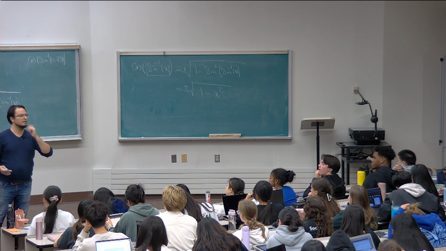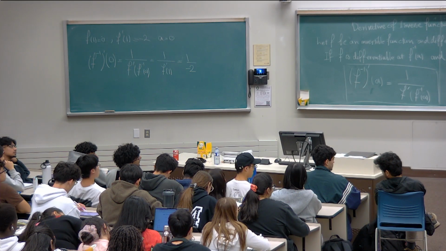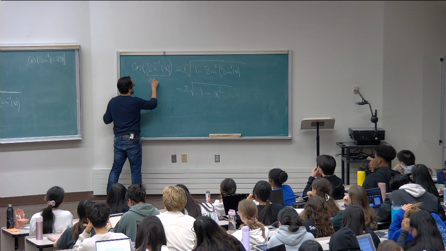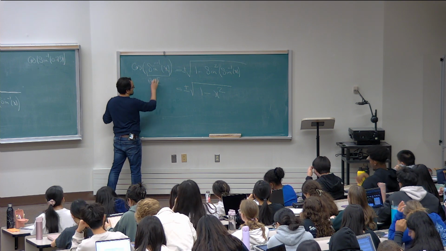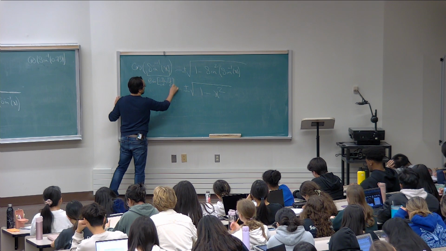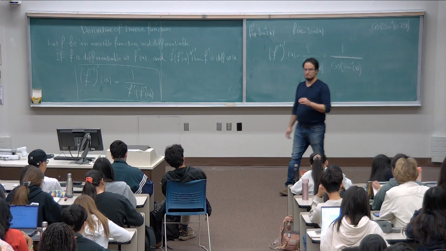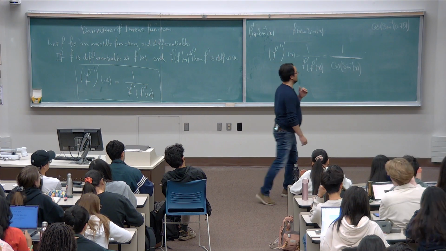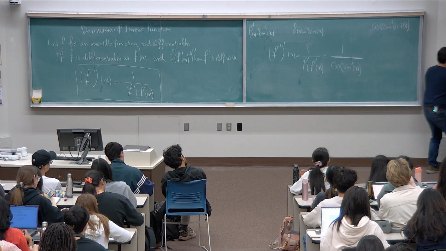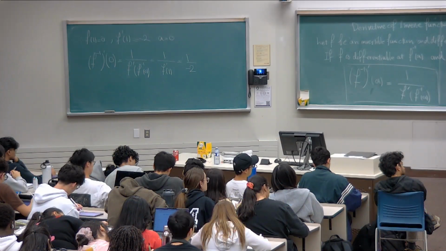Negative pi over 2 to pi over 2. So theta, if I take this one as the angle, must be bigger than negative pi over 2 and less than pi over 2, yes? Now, my angle is in either this quadrant or that quadrant.